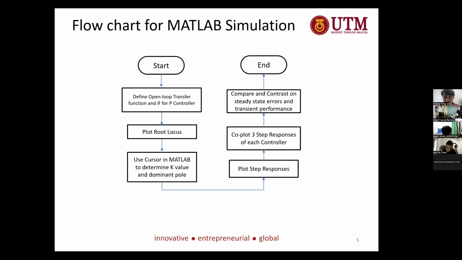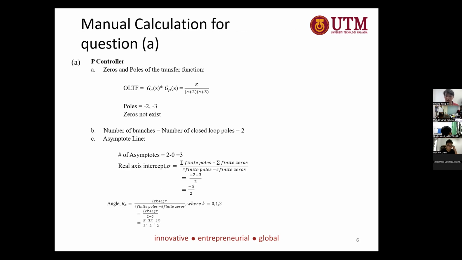And this is how I developed the MATLAB simulation. I define the open loop transfer function and also omega for the P controller first, and plot out the root locus. After plotting the root locus, I use the cursor in MATLAB to determine the K value and the dominant pole. Next, I plot the step responses and plot the 3 responses together for each controller. Last but not least is to compare and contrast after obtaining the steady state error and also the transient values from the graph. I will continue with the first one, which is the P controller.